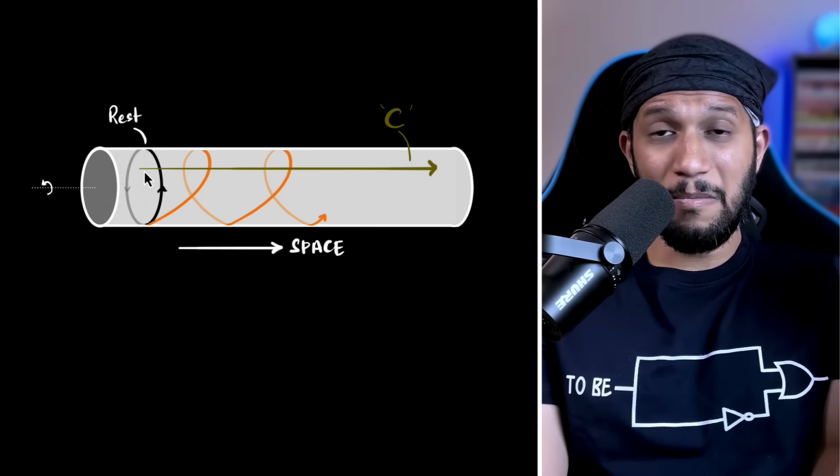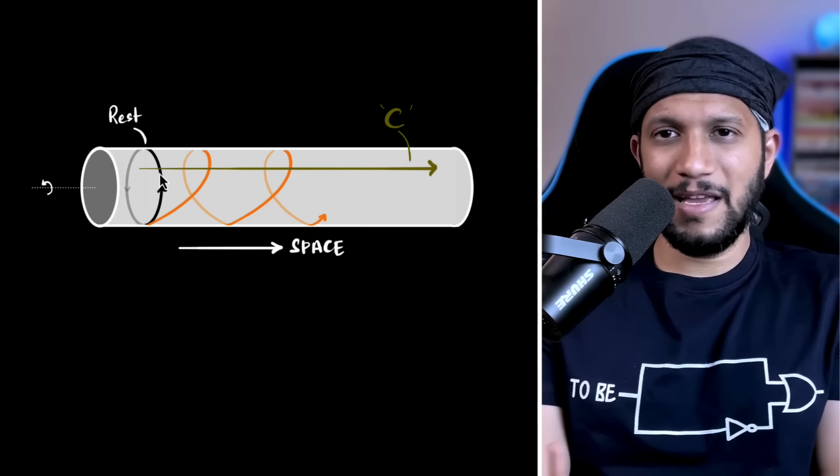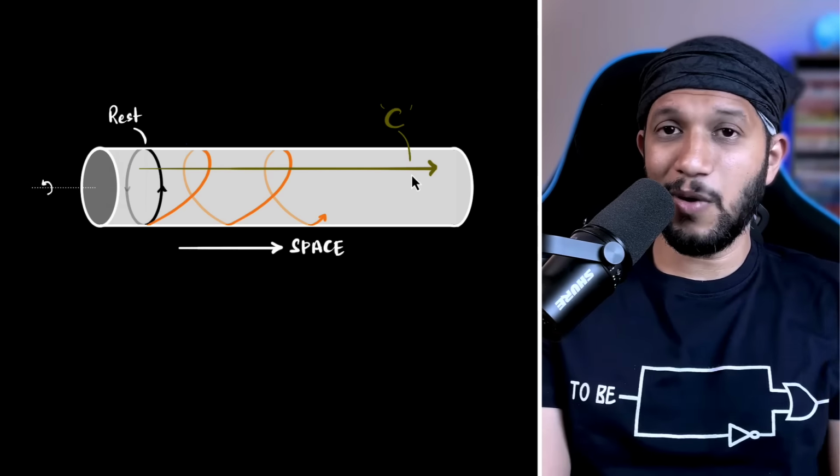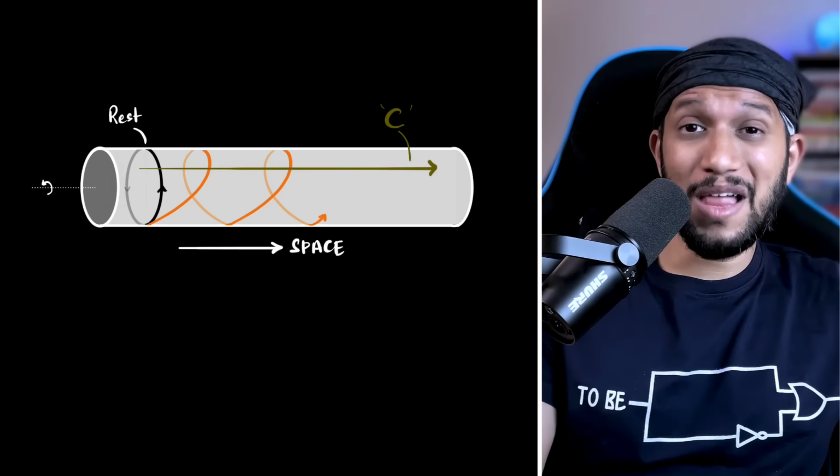And things that are moving at maximum speed through space, well, they cannot move through time at all, so they don't circle the cylinder at all.